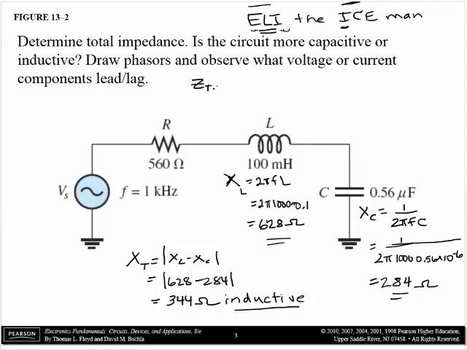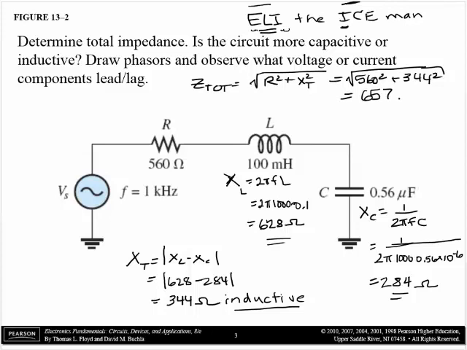So Z total is the square root of R squared plus X total squared. So we have R, we have X total, we do the math, and we get the square root of 560 squared plus 344 squared gives us 657 ohms.